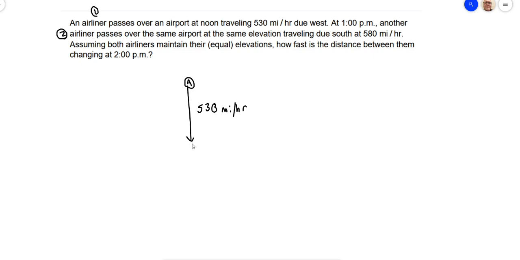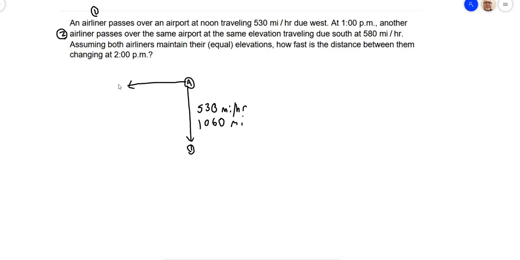So at 2 o'clock, it's already past the airport, right? Because it flies over the airport at noon, and now we're talking about 2 o'clock, so it's gone 2 hours at 530 miles for each hour. So you just multiply that by 2, and you're going to get 1,060 miles. We're going to be using this in our problem. So it passed over the airport heading south at noon, and it's gone for 2 hours at 530 miles per hour, which totals 1,060.